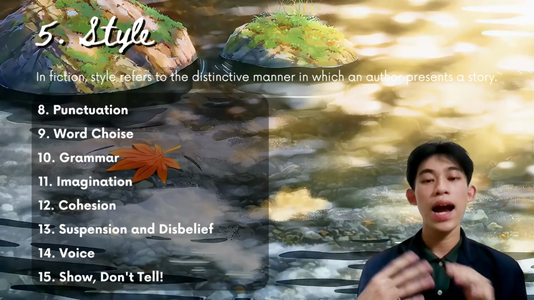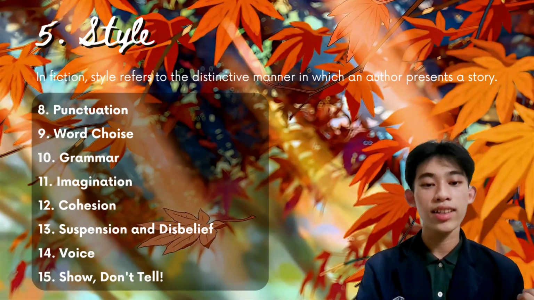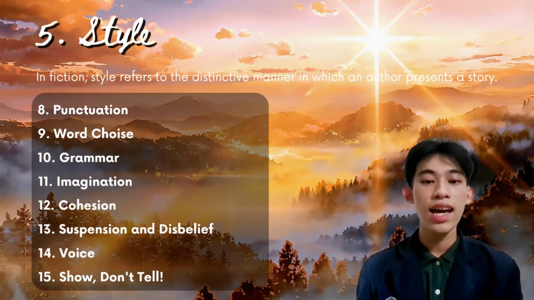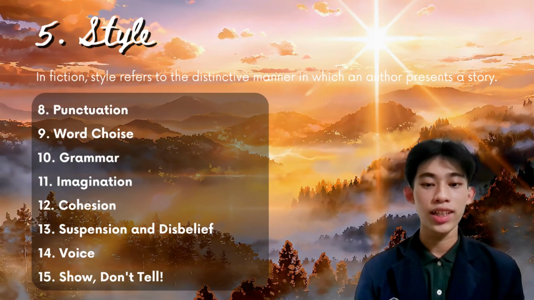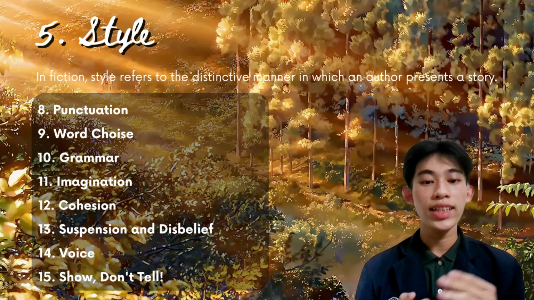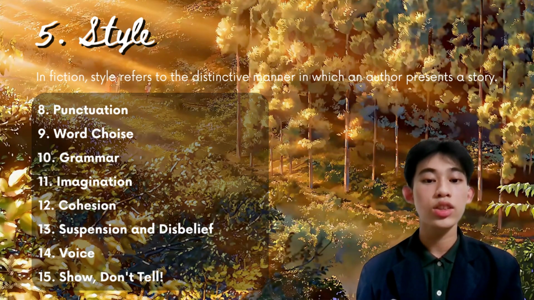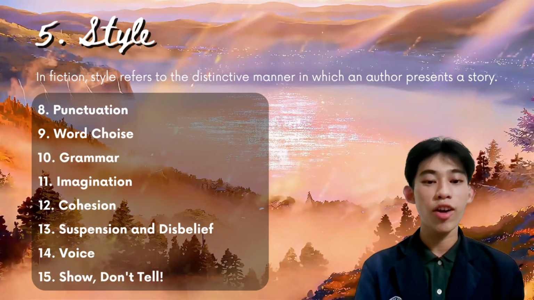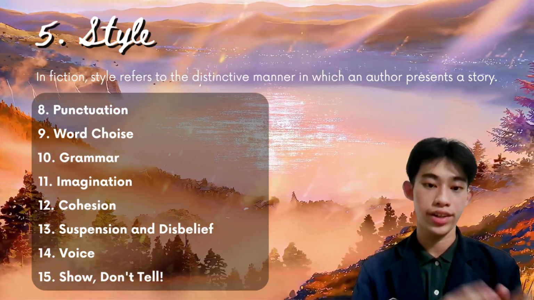Alright, the next style is punctuation. This is how the writer uses punctuation marks or even spacing and paragraph breaks. It affects the rhythm and mood. And then word choice, the writers carefully pick their words. Strong action words can make a scene exciting, while thoughtful words can make it feel calm or serious.